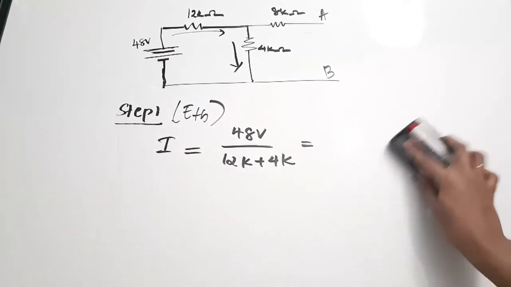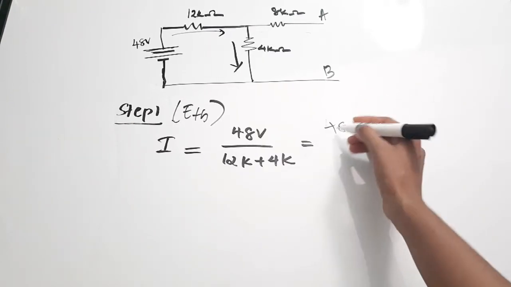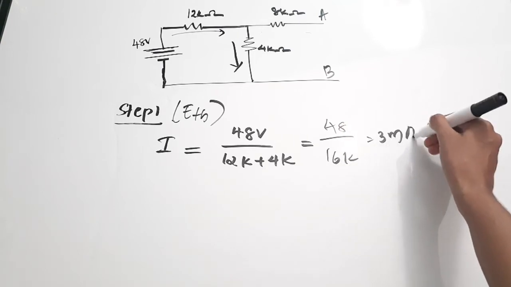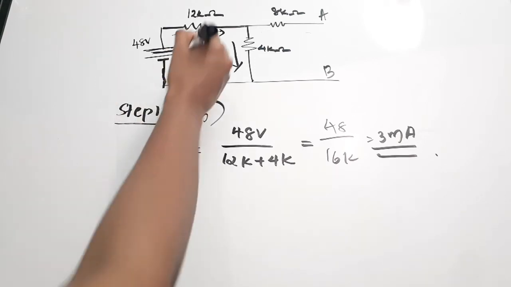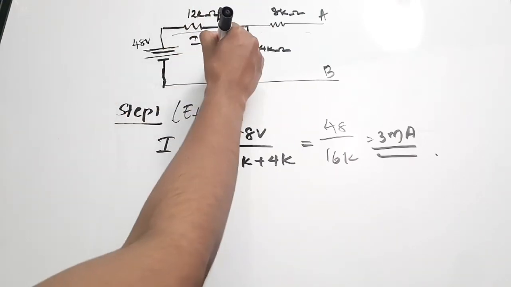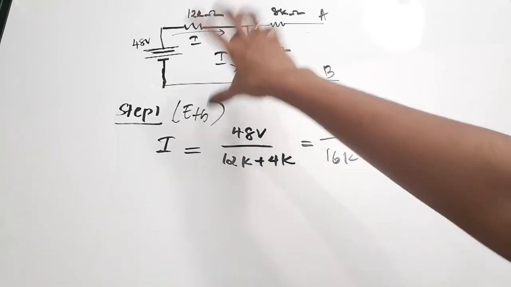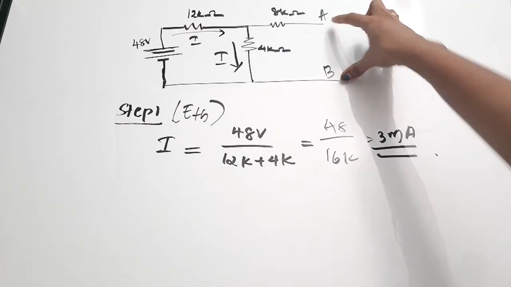So, we are going to find what is the current. 48 by 16K, so 3 milliamps. So 3 milliampere is actually flowing through these two resistors. Okay. Now, we don't need current or anything. We require voltage across AB.